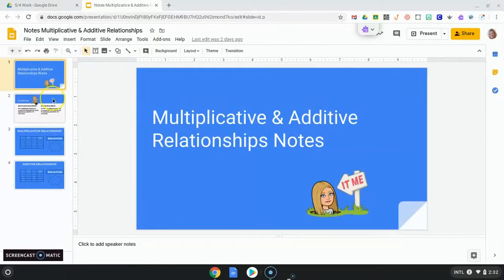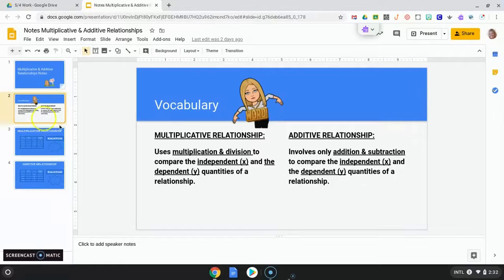So we're going to get started with this week's lesson, which is multiplicative and additive relationships. We're just taking our independent and dependent variables a step further, and this week we are going to be adding graphs. You'll see here in just a second. Our first slide is just our vocabulary words.